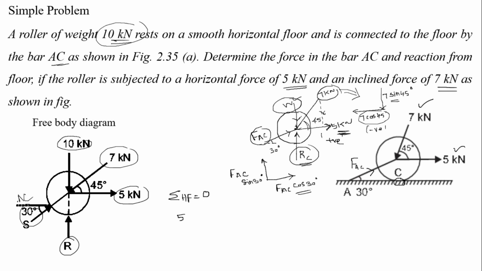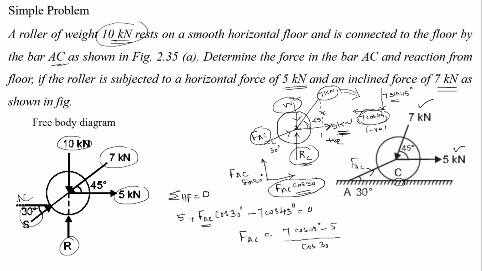Now 5 kilonewton is positive because it acts to the right side, and FAC cos 30 is also acting towards the right side. So, 5 plus FAC cos 30 degree, and 7 cos 45 is acting left side, so minus 7 cos 45 degree, which is equal to 0. Now we want to calculate FAC. So, FAC is equal to (7 cos 45 minus 5) divided by cos 30 degree.